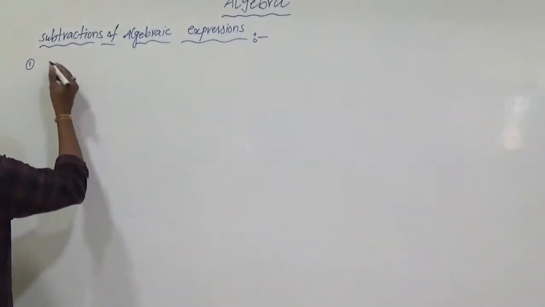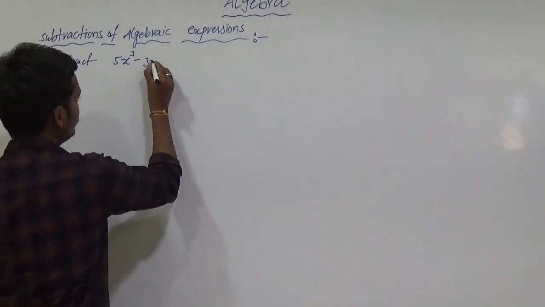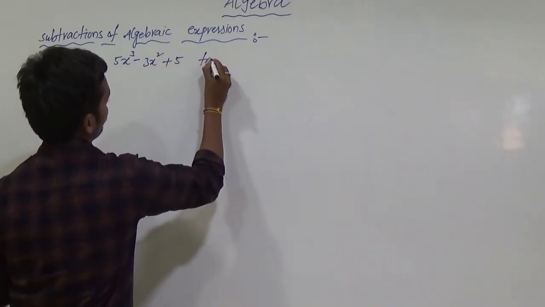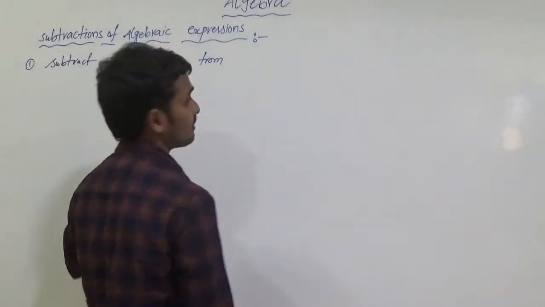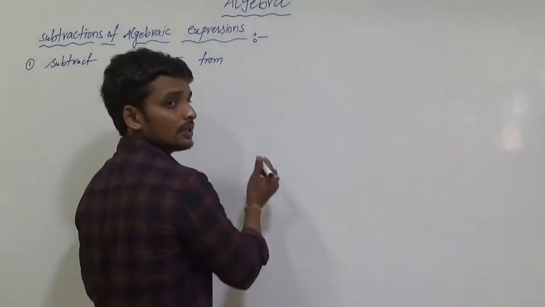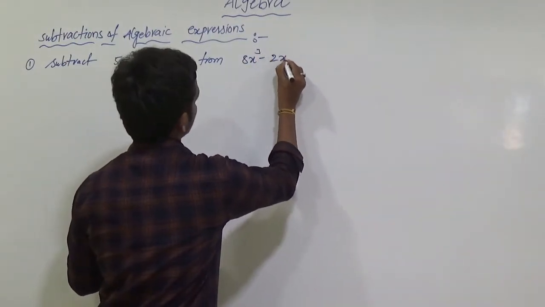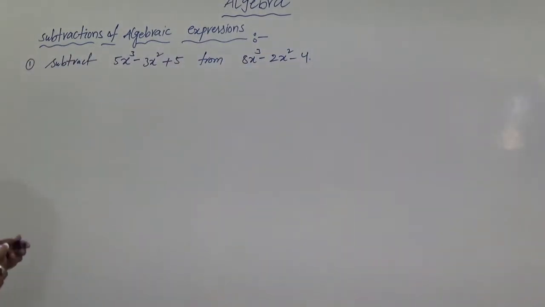The first problem. Subtract 5x cube minus 3x square plus 5 from the other expression, 8x cube minus 2x square minus 4. They are giving, you can do the subtraction.